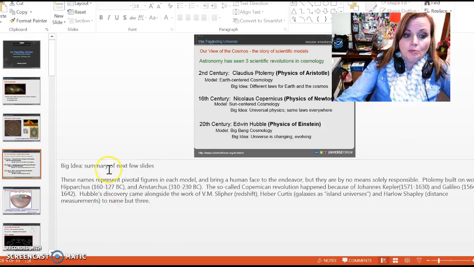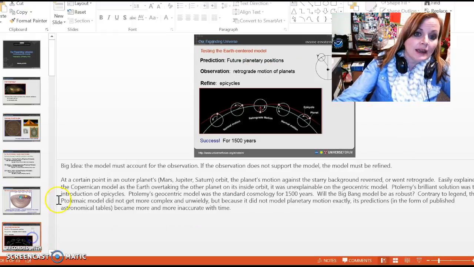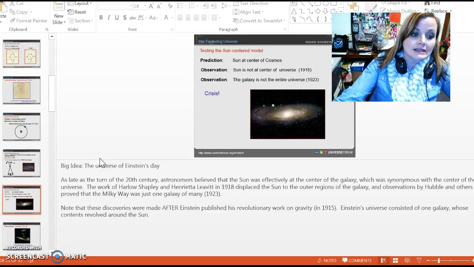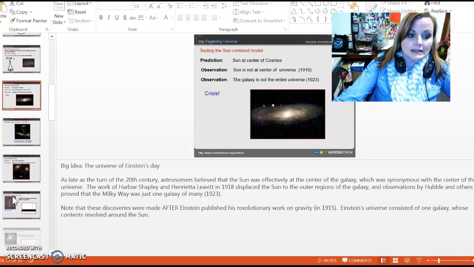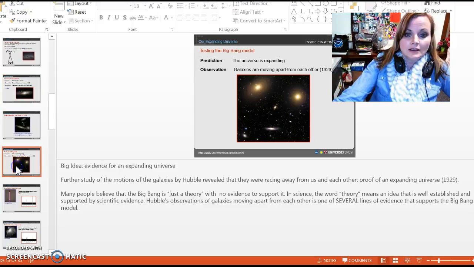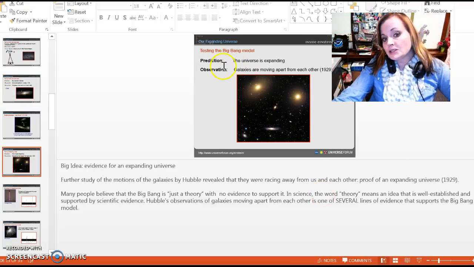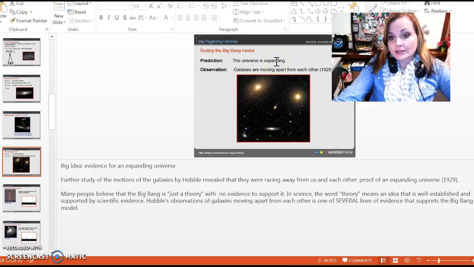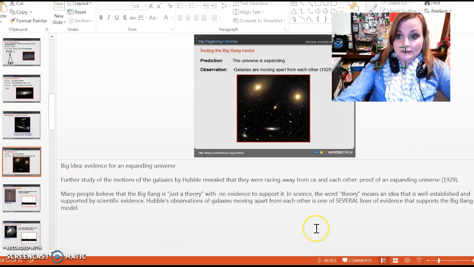So the majority of the writing is going to occur at the bottom. What you want to provide up on your slides is images, bullet points, and things like that that would be easy to explain. For example, I talk about a prediction, the universe is expanding, and an observation here: galaxies are moving apart from each other, which was made in 1929. And at the bottom I discuss more detailed information about that I would be able to relay to my students.